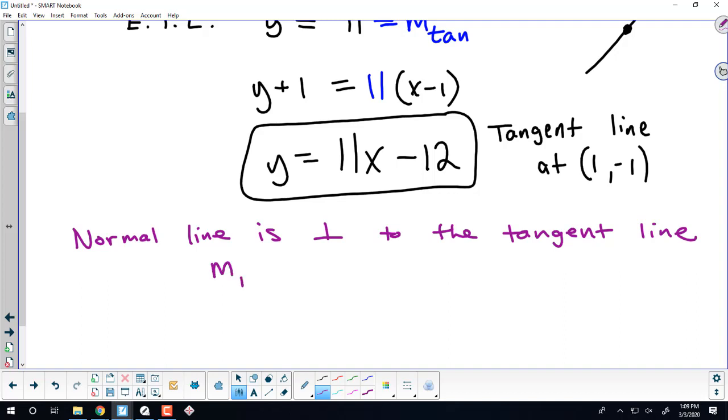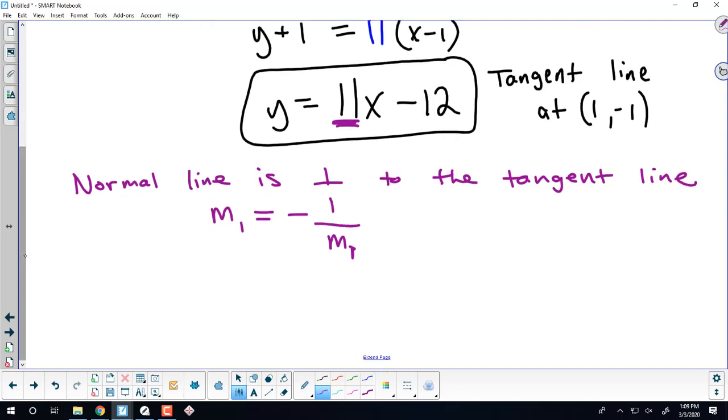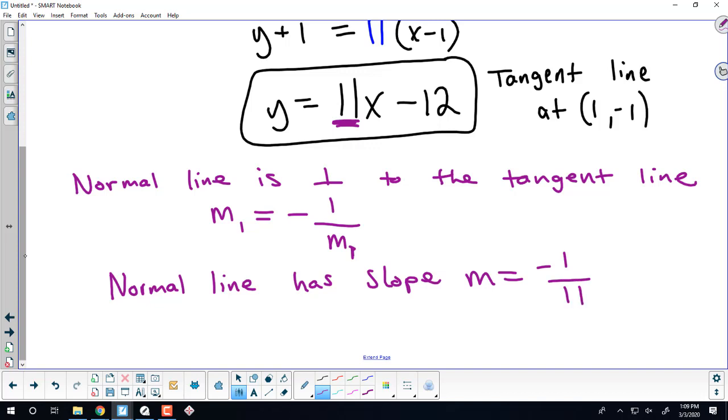If the slope of the first line is the negative reciprocal of the slope of the second line, then the lines with these two slopes are perpendicular. So all we've got to do is take the slope here, make it negative, and divide 1 by that. So the slope of the normal line has slope of -1 over 11.